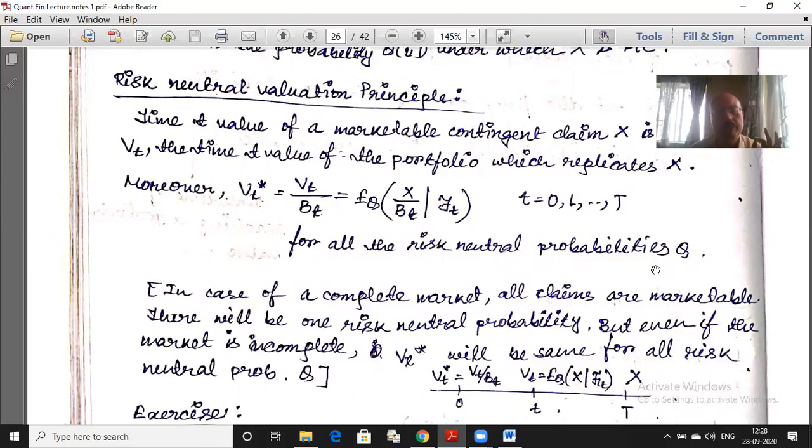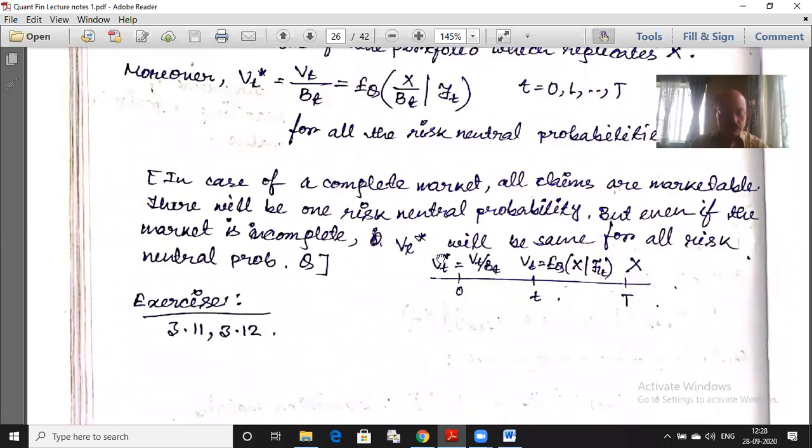But even if the market is incomplete, you have to remember that Vt star must be the same for all risk neutral probabilities. So if ever you are facing an incomplete market situation, you must remember that the risk neutral valuation principle must hold for all candidate risk neutral probabilities. But subsequently, we will only be considering complete market calculations so that life is very simple: one single probability, and we can do explicit computation.